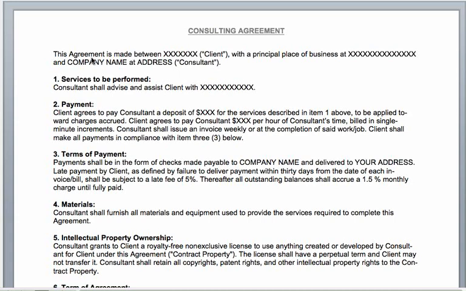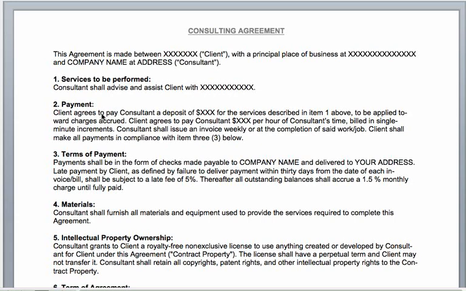Up top you just have the simple statement: this agreement is made between the company name, which is your client, and with the principal place of business at this address, and then you put your company name and your address. If it's just a sole proprietorship where it's just you as an individual, then you put your personal name here and your address. So in the first clause you put the services that you'd be providing. You can list those here.